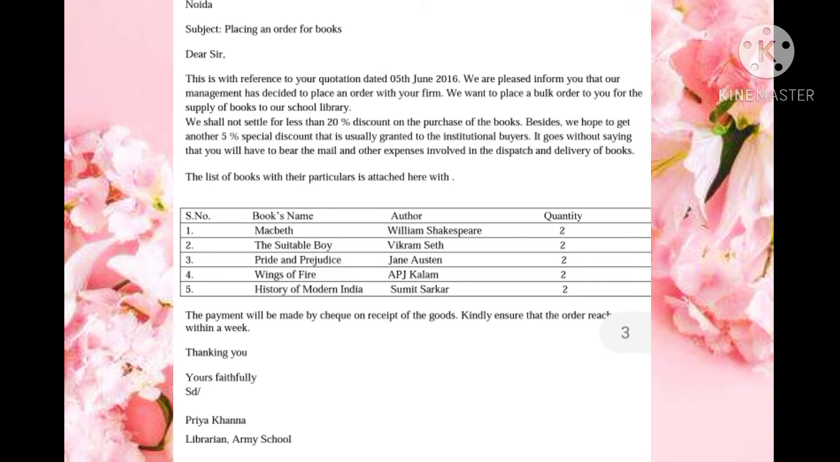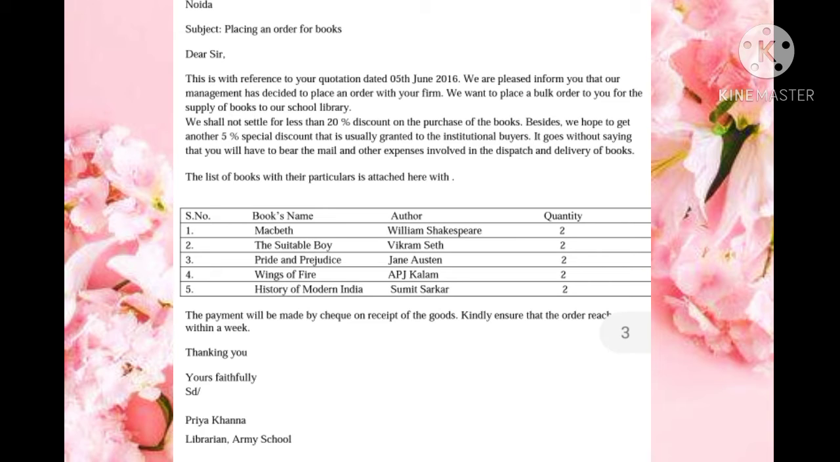So how do we start the letter? This is with reference to your quotation dated 5th June 2016. This is a very prompt method of starting a letter. Always refer to a quotation or some sort of advertisement if it is there. So start with "with reference to" the quotation, or with reference to the advertisement dated so and so.